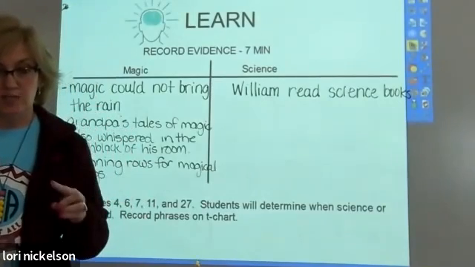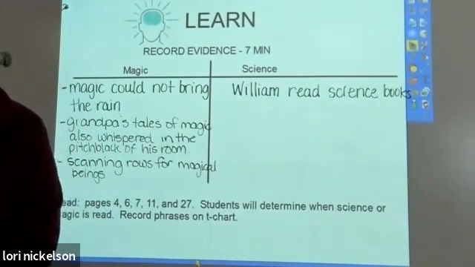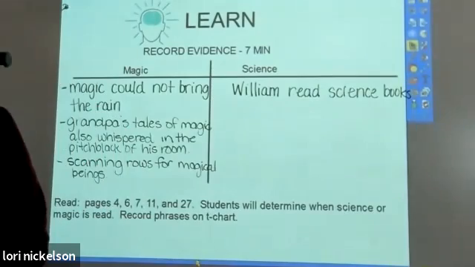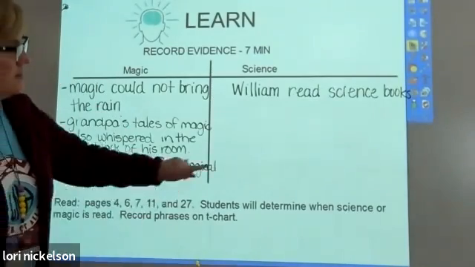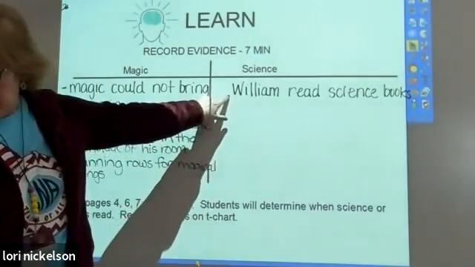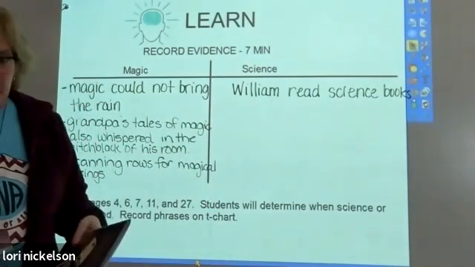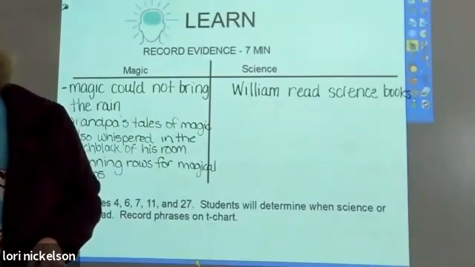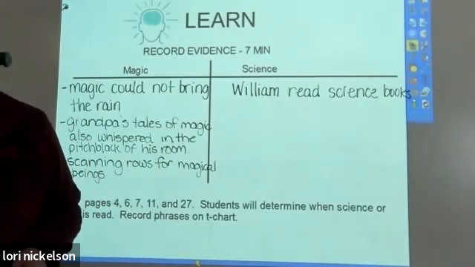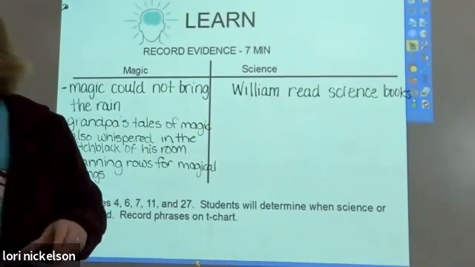So is that magic or science? That would be science. He found science books. He read the science books so he could find the information he needed. Good. All right, and our last page, page 27.